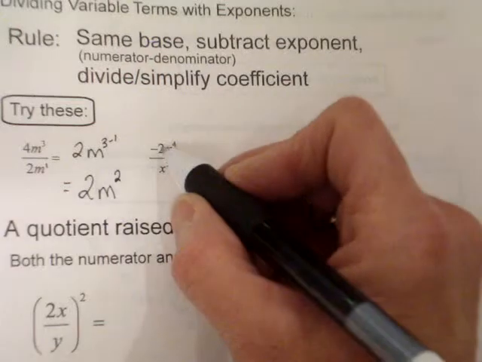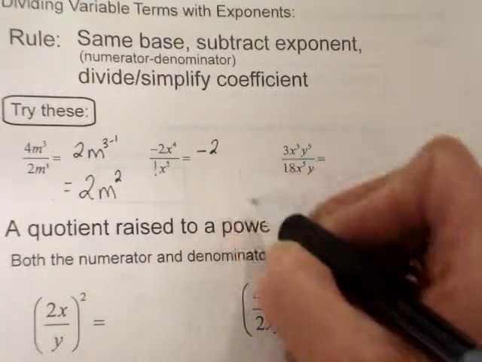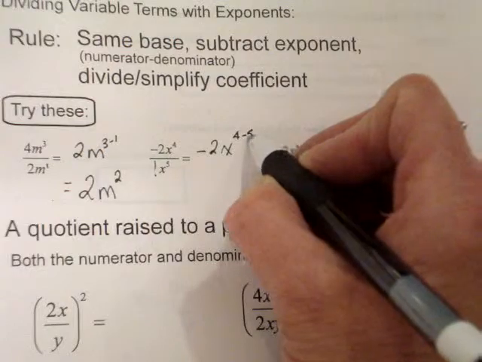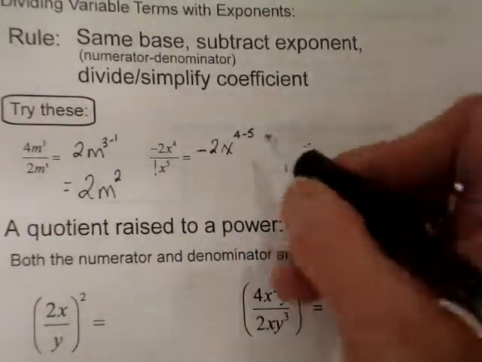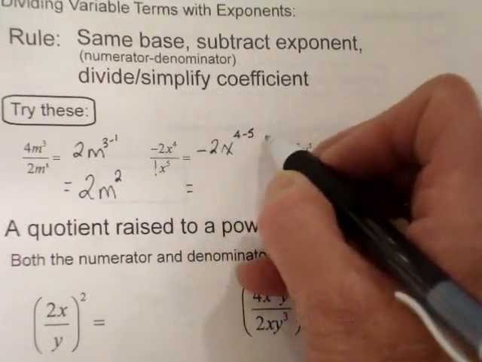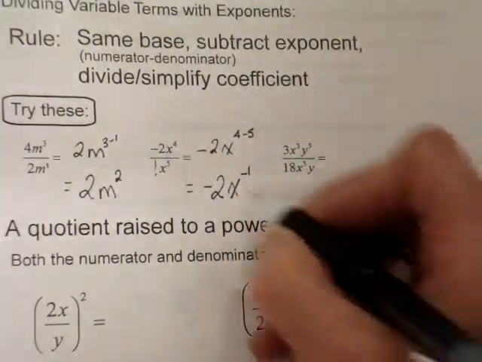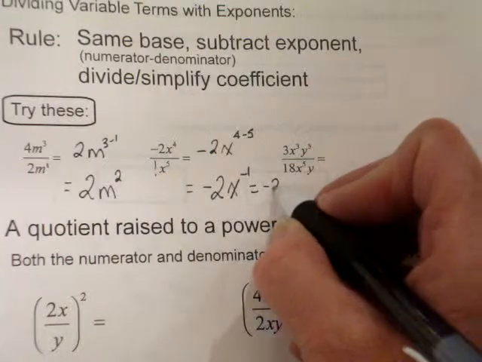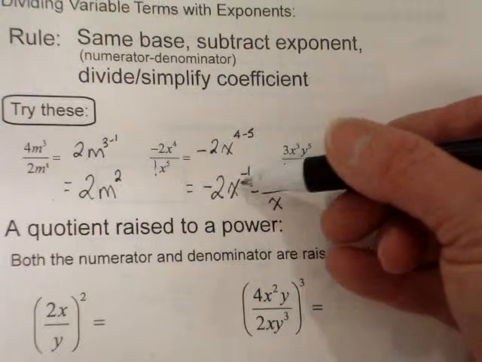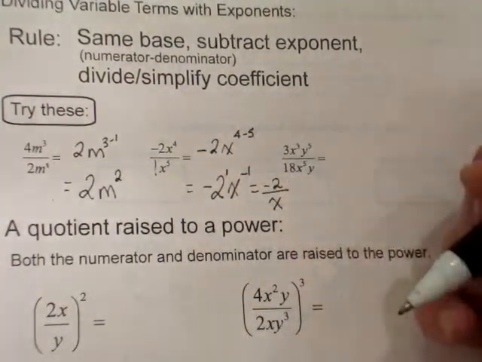Let's look at this one. So negative 2 is my coefficient, and there's an understood 1 coefficient here. So the negative 2 stays there. I look at my x's, and it's x to the 4 minus 5. That's my rule, is I have to subtract the numerator minus the denominator. I have to do my math for that, and remember my integer rules, and it becomes negative 2 times x to the negative 1. That can be written as negative 2 on the top and the x on the bottom. Only the x goes on the bottom because that's the only one that's raised to the negative 1. The negative 2 has an understood 1 as your exponent, so it stays there.